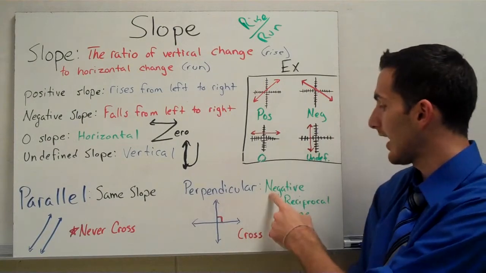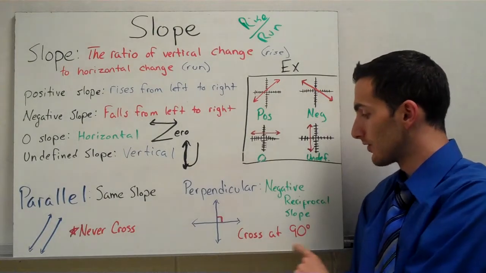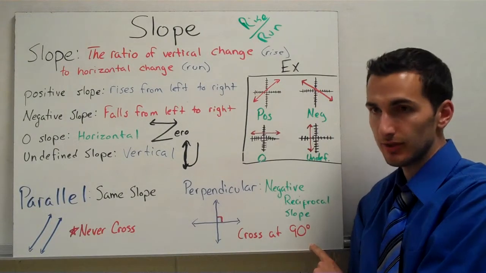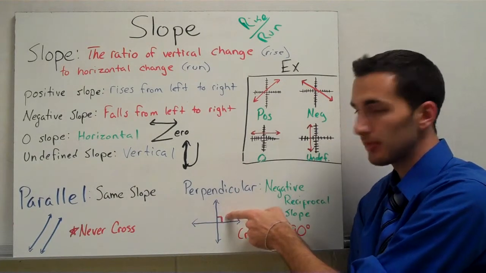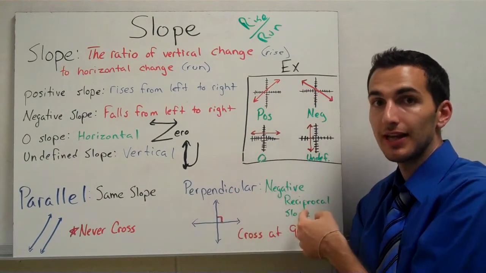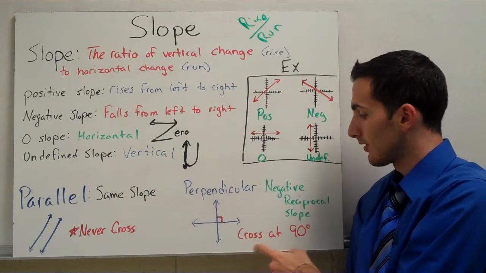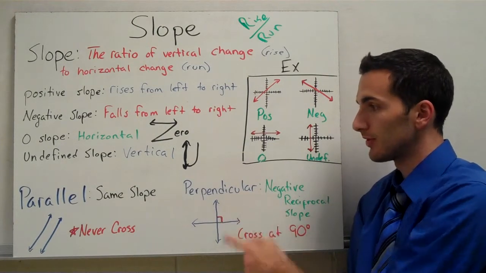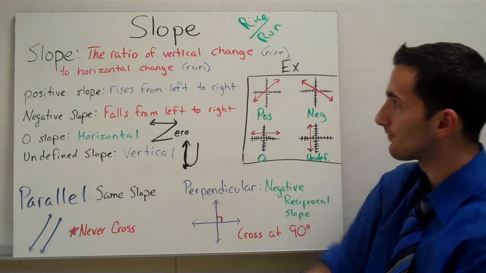Perpendicular lines are the opposite of that. Perpendicular lines have a negative reciprocal slope, and they always cross at a 90-degree angle. Okay? So these are both perpendicular lines. We can see that little red box there means that they are crossing at a 90-degree angle. So negative reciprocal slope, crossing at a 90-degree angle, that's your perpendicular lines. Your parallel lines have the same slope and they never cross.